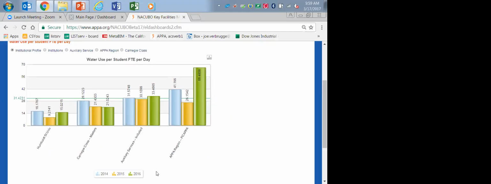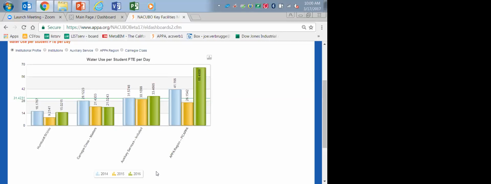I believe that's the way it's set up. It's 14, 15, and 16 reporting years. And then the Carnegie class, the auxiliary services, and the APPA region, PC APPA, are averages across all of those participating institutions in each one of those calendar years or fiscal years in our particular case. So the water consumption per student in 2014 for Humboldt was 16, and the Carnegie class average was 28. 28, 26, 28. So that's how the report reads.